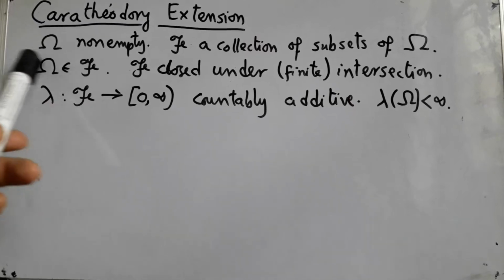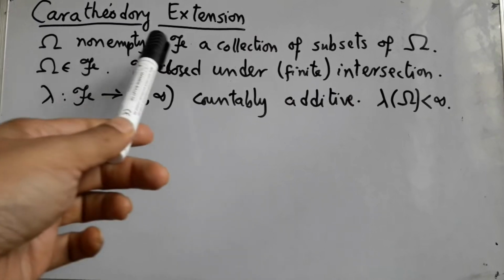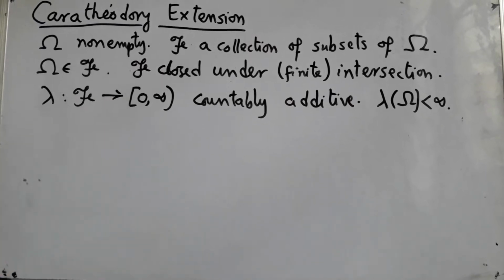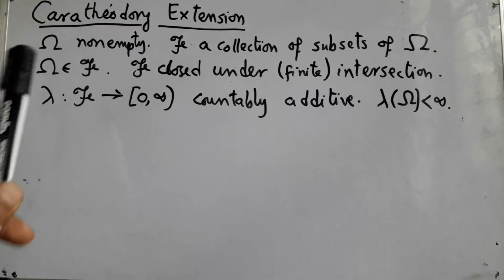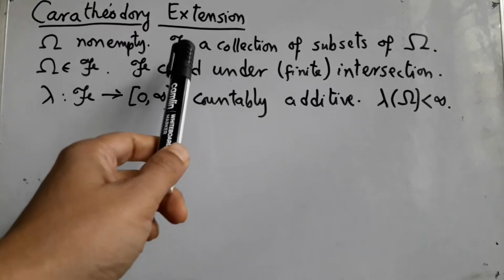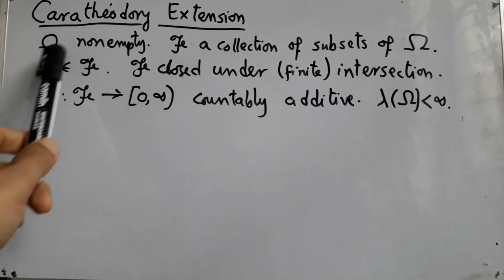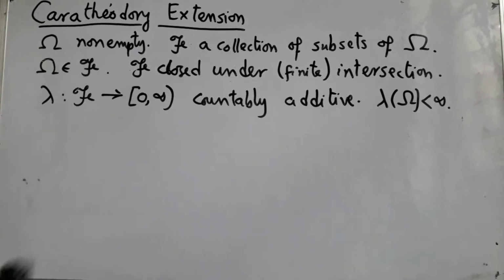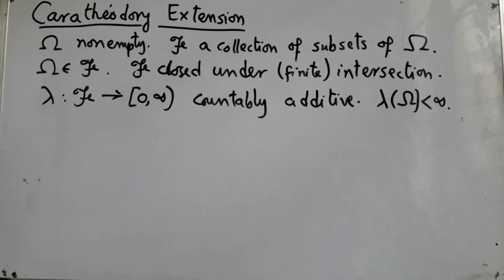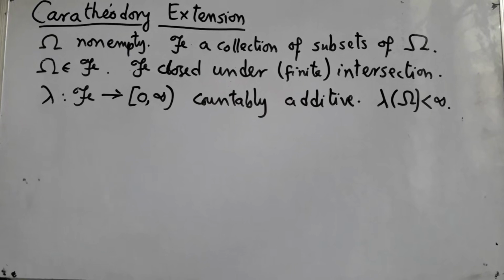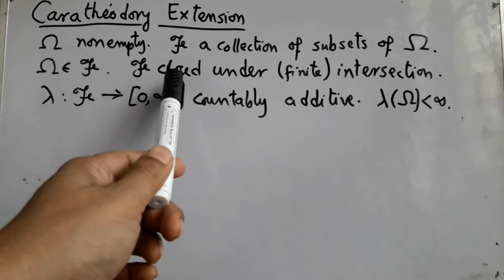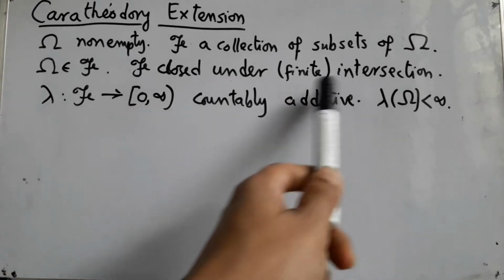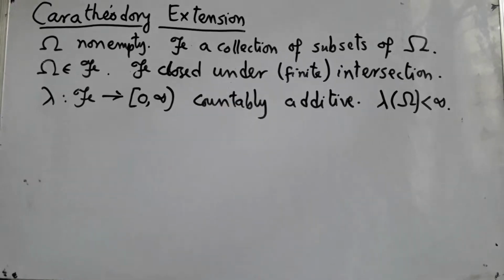So we start with a non-empty set omega, and script F is that initial collection of subsets of omega for which you are going to specify the length. So in particular you know the length of the entire thing, that's why I said omega is in script F. And whenever you specify the length of two sets, you are also specifying the length of the overlap. So I am writing script F is closed under intersection, finite intersection, that's all that we need.